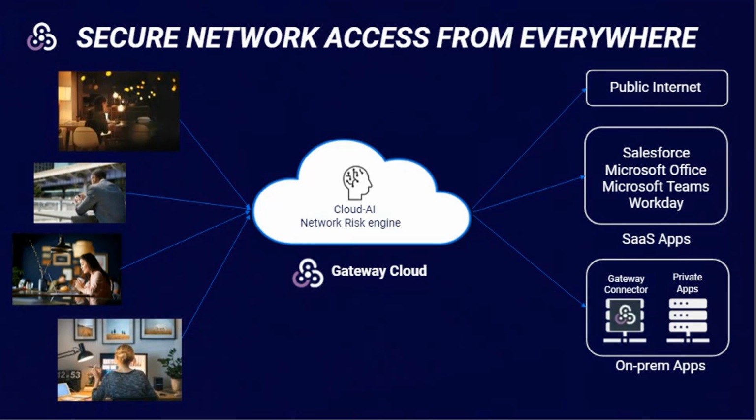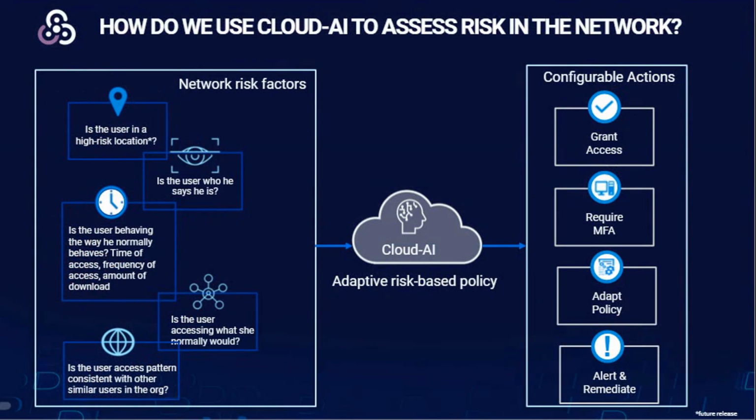I want to dig a little bit deeper into the Cloud AI piece. What type of risk factors do we consider? So we look at the base profile. Is the user who he says he is? Is he behaving normally? Is the frequency of access normal? Is the time of access normal? Is the amount of download normal? Is the user accessing what he would normally use? Is that consistent with the base profile that was created initially? Is the user access pattern consistent with someone similar to him or her in the organization?